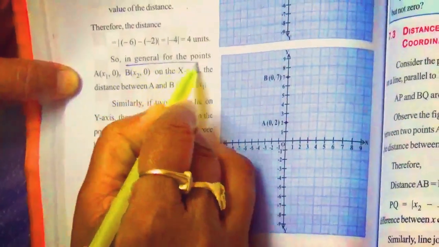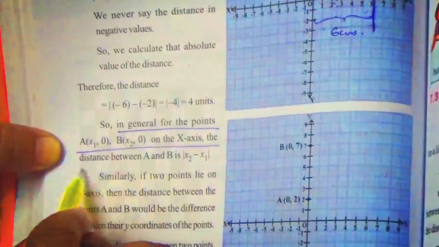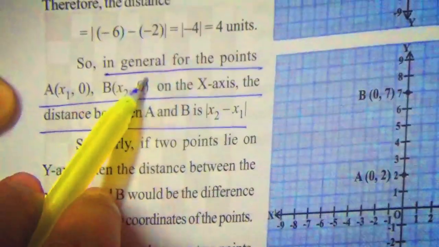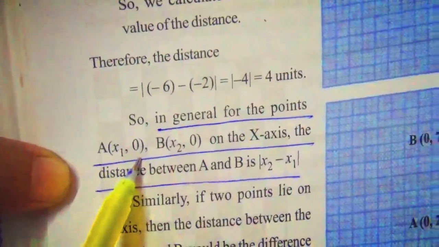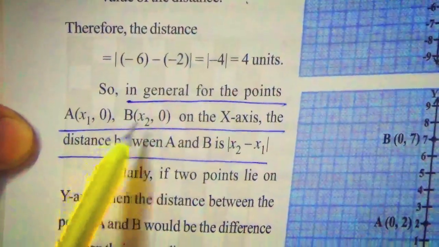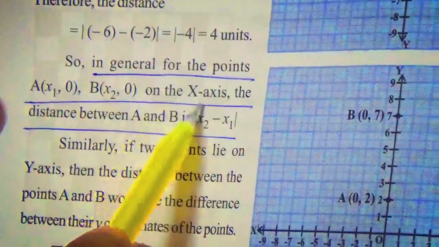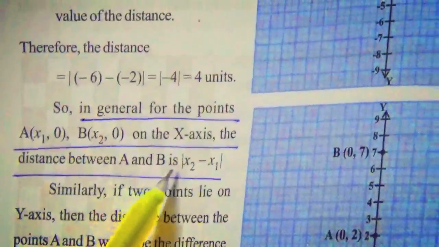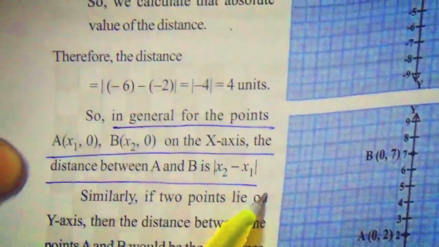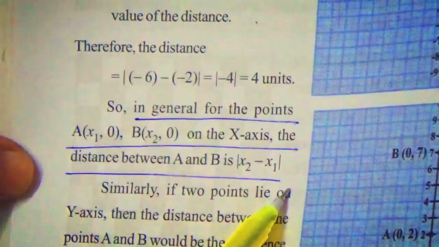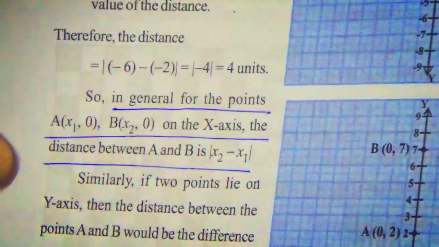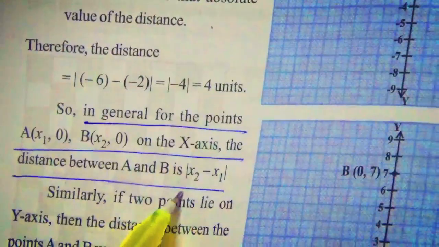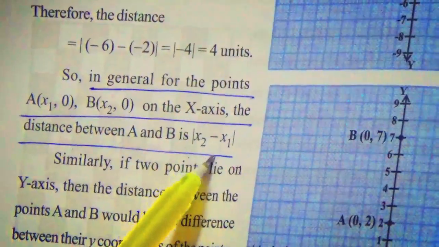Look here, the general case. Okay, it is very important. In general, for the points A (x1, 0) and B (x2, 0), where the y coordinates are 0, on the x-axis, the distance between A and B is modulus of x2 minus x1. Is it clear? Yes. If in the 2 points the y coordinates become 0, then the distance between the 2 points is modulus of x2 minus x1.